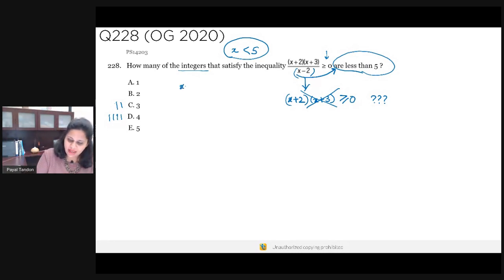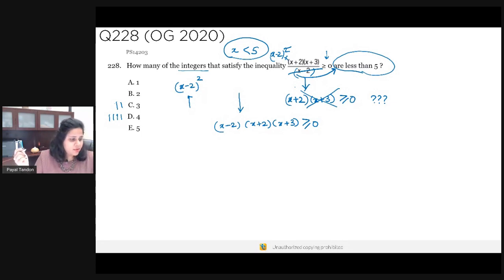Can I multiply both sides by x minus 2 whole square? Absolutely, yes. Why would that help me? Because it's a positive number. If I multiply both sides of the inequality with a positive number, the sign of the inequality doesn't change. When I do that, what I end up getting is x minus 2 into x plus 2 into x plus 3 is greater than or equal to 0, because when I've multiplied both sides by x minus 2 whole square, one of these terms gets cancelled out. Now, Raphael, x minus 2 whole square is always positive, right? That's why I can multiply both sides of the inequality with x minus 2 whole square.